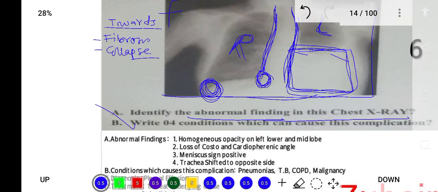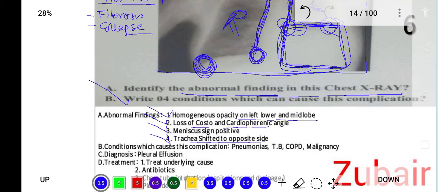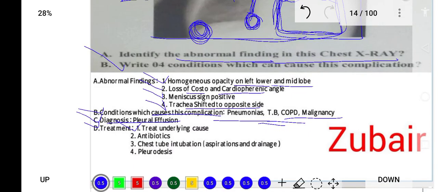There is pleural effusion, with homogeneous opacity of the left lower lobe and middle lobe, and loss of the costophrenic and cardiophrenic angle. There is meniscus sign positive, and the trachea is shifted to the opposite side of the diseased lung, which indicates pleural effusion. Other conditions which cause these complications are pneumonia, TB, COPD, and malignancy. The diagnosis is pleural effusion, and the treatment is treating the underlying cause, and we can give antibiotics to the patient.